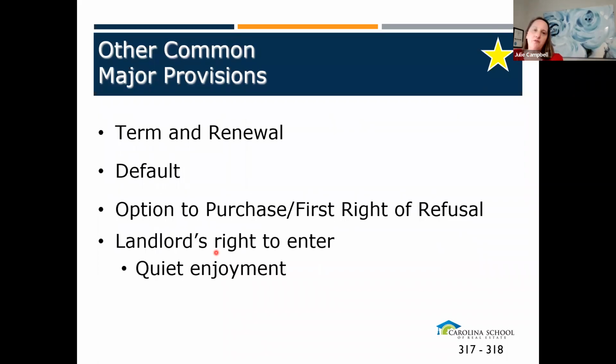Still uncommon major provisions, the term of the lease, how long? Is it a estate for years? Is it a period to period? Estate for years, specify how long. And then if we're going to allow for an automatic renewal or not, those terms and renewals should be spelled out.